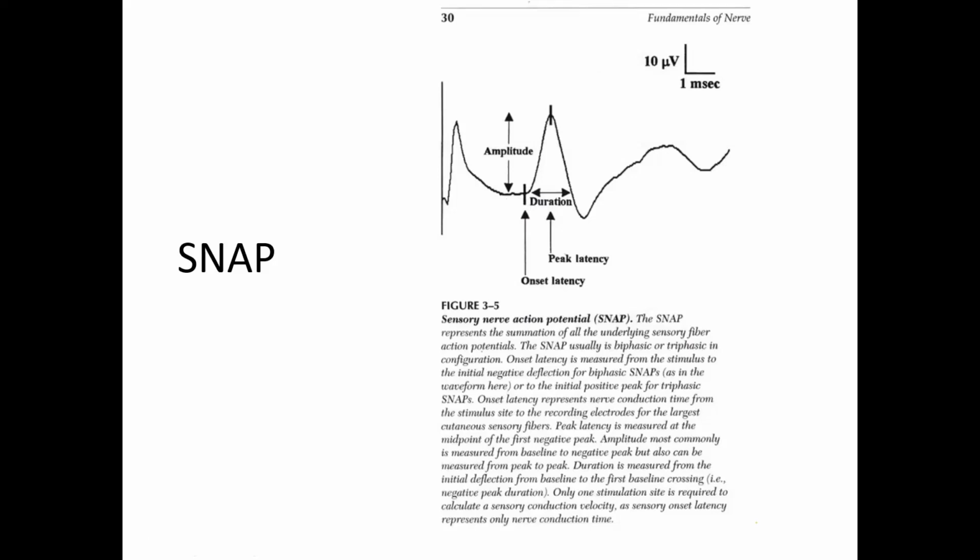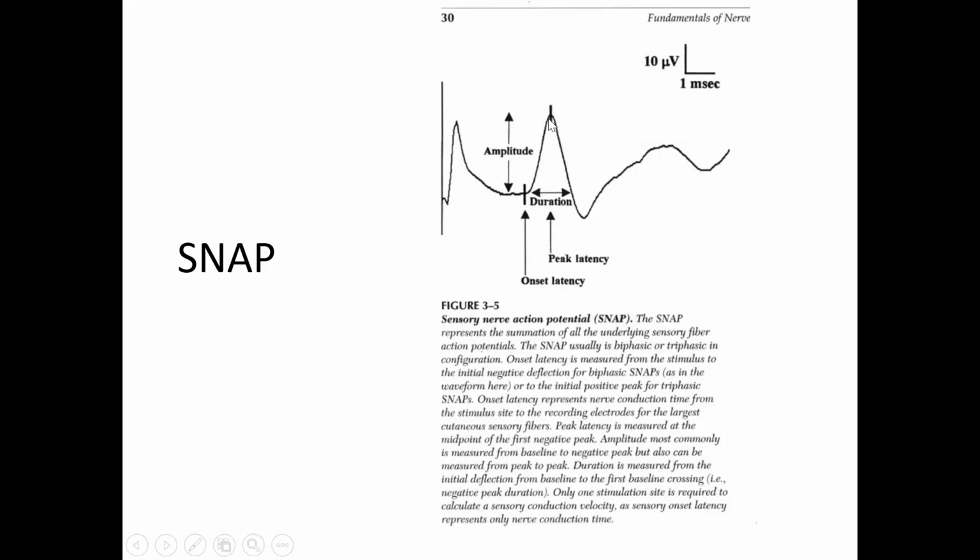Onset latency represents nerve conduction time from the stimulus site to the recording electrodes, and it is recording the time for the largest sensory nerve fibers. Some labs prefer peak latency rather than onset latency. Peak latency is measured from the initial stimulus to the midpoint of the first negative peak. And amplitude is measured from baseline to the first negative peak.